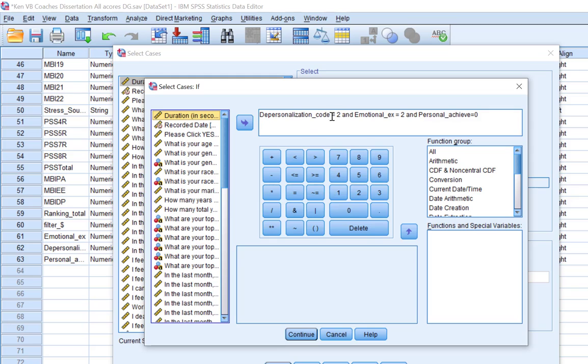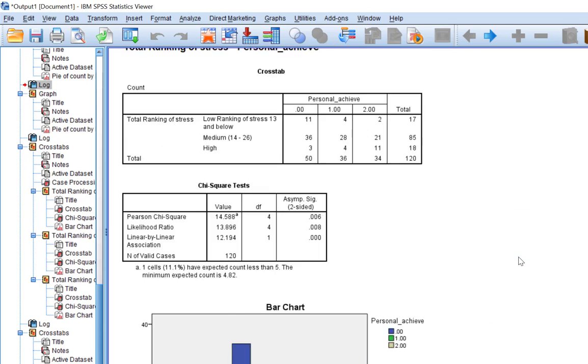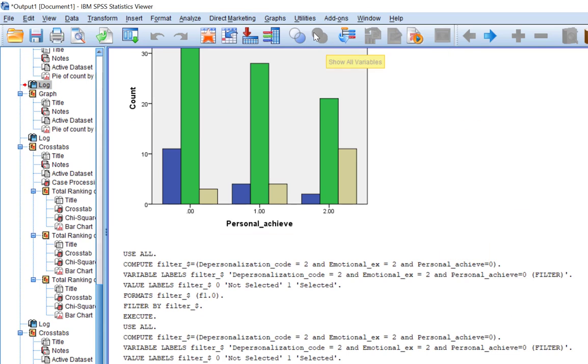Okay. Your depersonalization code equals 2, emotional exhaustion and personal achievement equals 0. Right? Is that what you had, 0 for 39? 39 or more? Okay, so we have those people. So high scores on the EE and DP subscales and a low score on the PA subscale represent a high level of burnout.